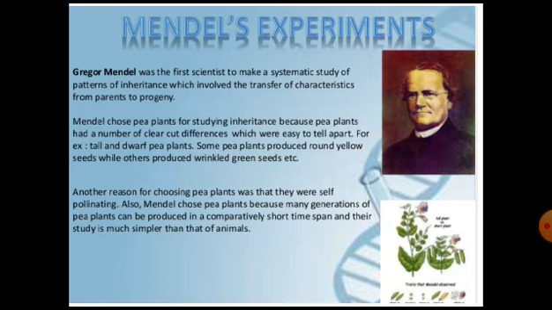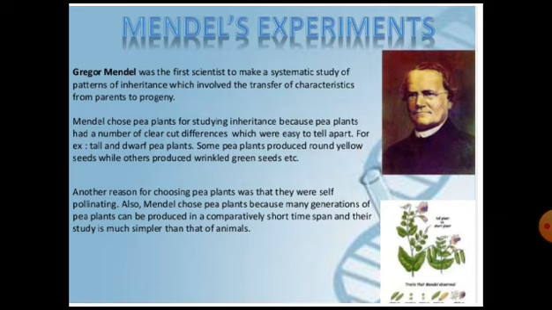He was the first scientist to make a systematic study of the patterns of inheritance, that is, how the characters are inherited from parents to offsprings, which involved the transfer of characteristics from parents to progeny. Mendel chose pea plants for studying the inheritance because pea plants had a number of clear cut differences which were easy to tell apart. For example, tall and dwarf pea plants. Some pea plants produced round yellow seeds while others produced wrinkled green seeds, etc.